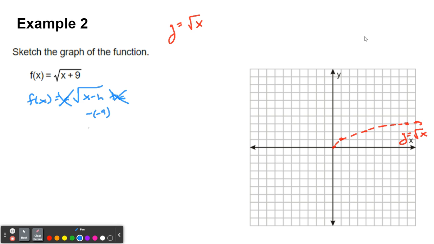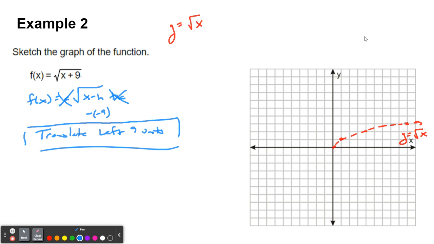Because your h value is a negative 9, that's going to translate you 9 units left. Remember, you think that this is positive 9, which means to the right 9, but you always go opposite of what your h says because of this double negative right here. So now your starting point, which was at 0, 0, is going to go to the left 9: 1, 2, 3, 4, 5, 6, 7, 8, 9. So now that's the point negative 9, 0. There's your starting point.